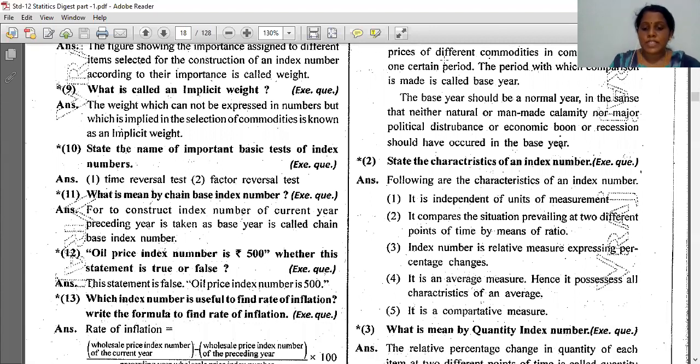Right? Then fifth, it is a comparative measure, because in this we are comparing the years. That is why it is a comparative measure. It is an average measure because we are taking the average of the years. Okay. Index number is a relative measure expressing percentage changes. We are interpreting the values. Therefore, index number is a relative measure expressing the percentage changes.